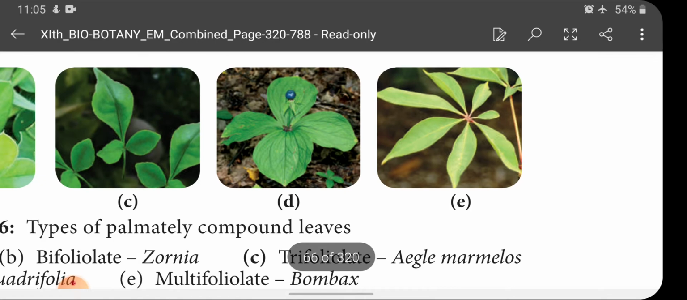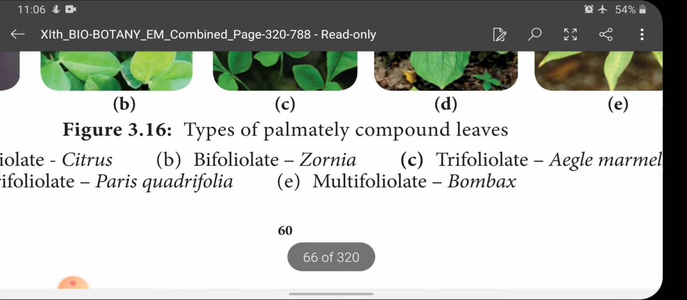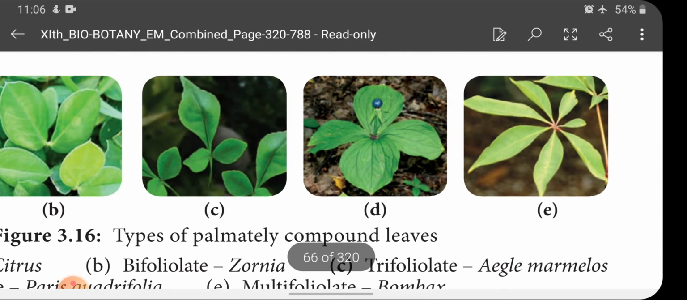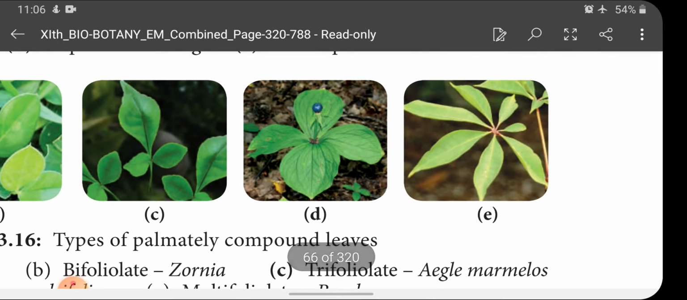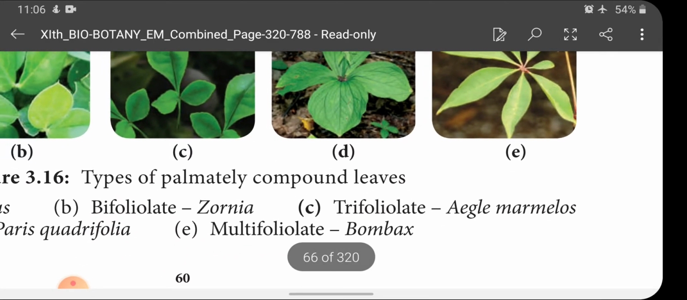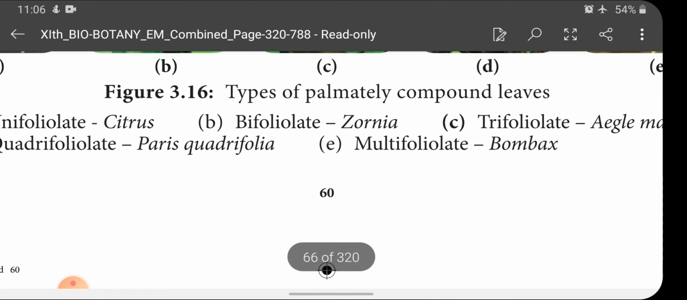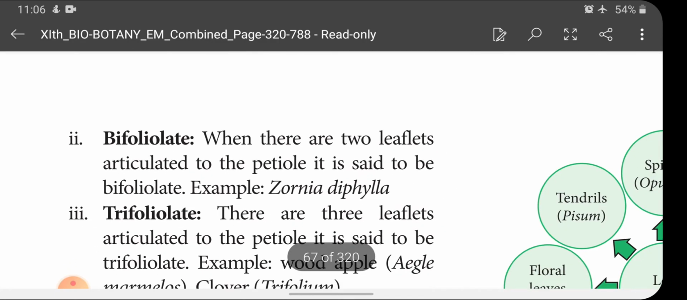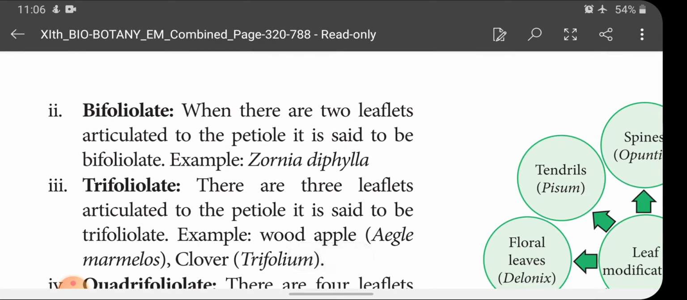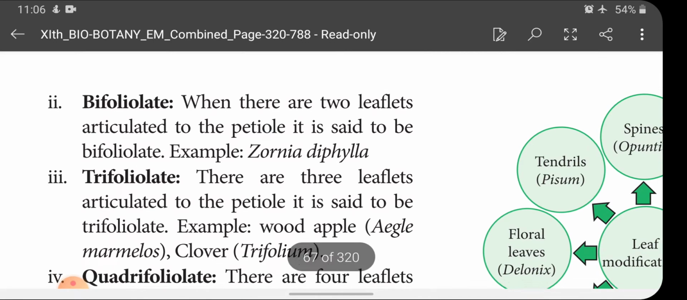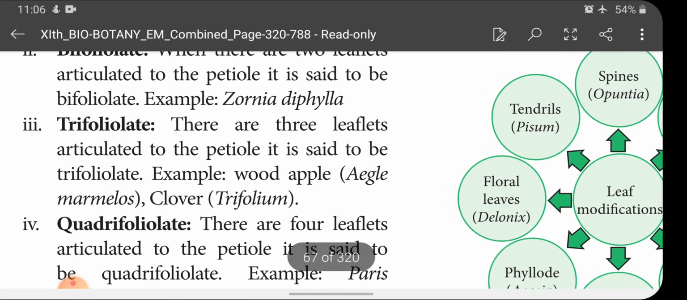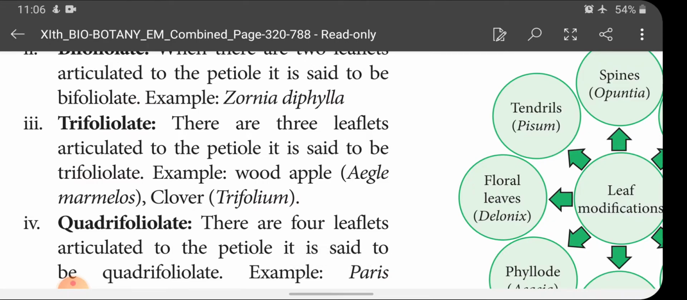If the petiole possesses four leaves at its terminal end, it is called quadrifoliate. More than four, it is called what? Multifoliate. Examples are also given one by one. Please refer to the diagram. And bifoliate, when there are two leaflets articulated to the petiole, it is said to be bifoliate. Example: Zornia diphylla.